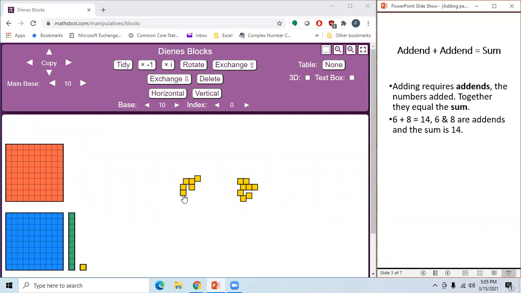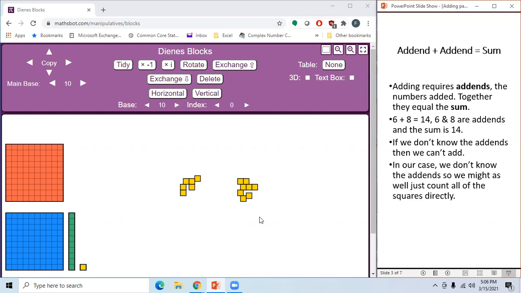In our example, we have 1, 2, 3, 4, 5, 6 over on the left, and 1, 2, 3, 4, 5, 6, 7, 8 on the right. So we have 6 plus 8 equals 14. 6 and 8 are addends, and the sum is 14. If we don't know the addends, then we can't add. In our case, we'll assume we don't know the addends, so we might as well just count all the squares directly. And that would be 1, 2, 3, 4, 5, 6, 7, 8, 9, 10, 11, 12, 13, 14.